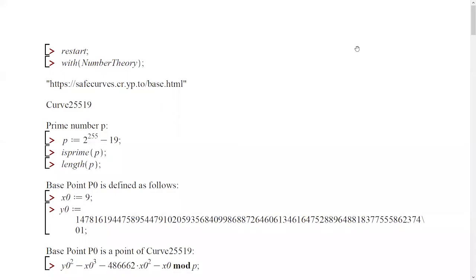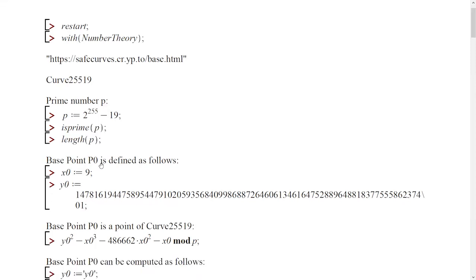Okay, so let's have a look at the Maple sheet. We define the prime number p, 2 to the power 255 minus 19. We check if this number is a prime number. It is the case. We have some information about its length. Okay.